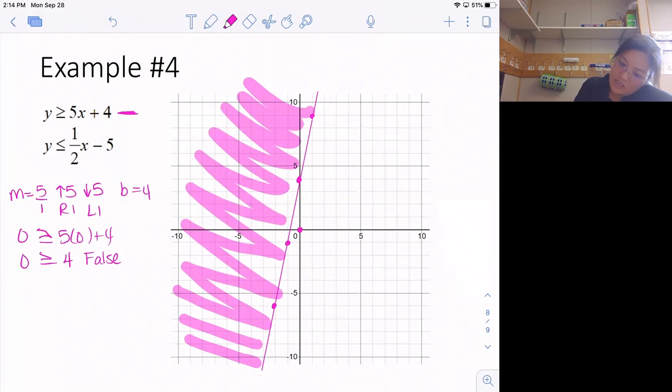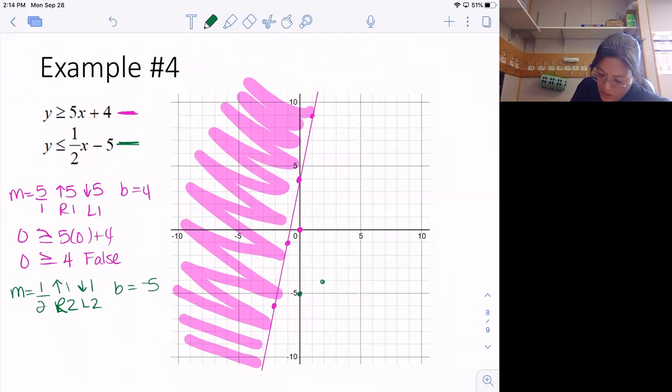Okay, second equation. M is 1/2, so rise 1, right 2, down 1, left 2. Our y-intercept is -5. So positive line goes up, negative line goes down. There's my point of intersection. I'm not looking for the point of intersection. I'm looking for the intersecting shading. This is going to be a solid line.